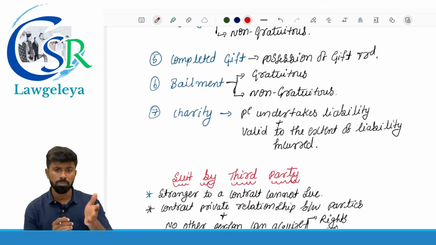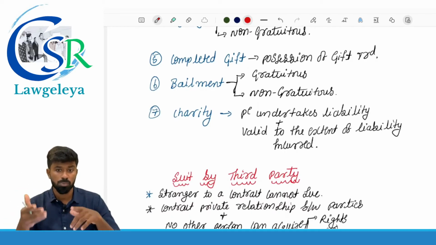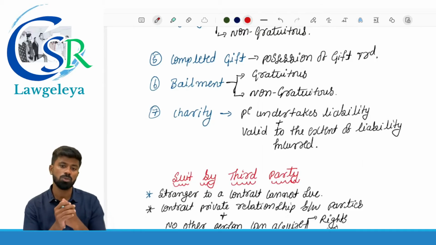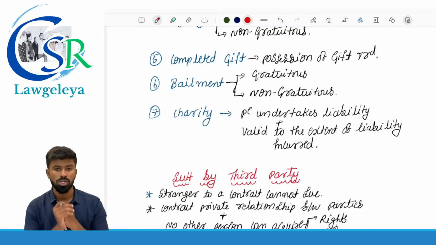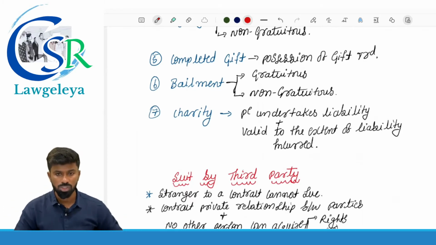Bailment. What is bailment, sir? Delivery of goods by one person to another person upon a condition that the goods shall be returned or disposed of upon the completion of the purpose for which the goods are delivered. So that is called as bailment. Bailment can be with consideration or without consideration. Gratuitous, without consideration. Non-gratuitous, with consideration.